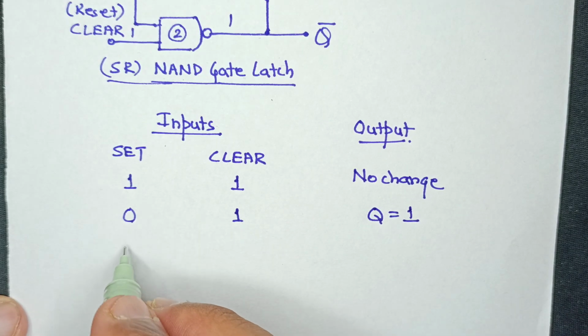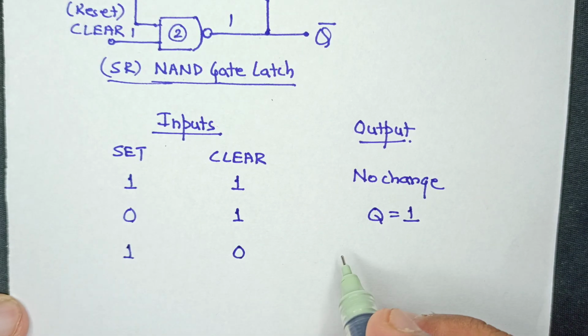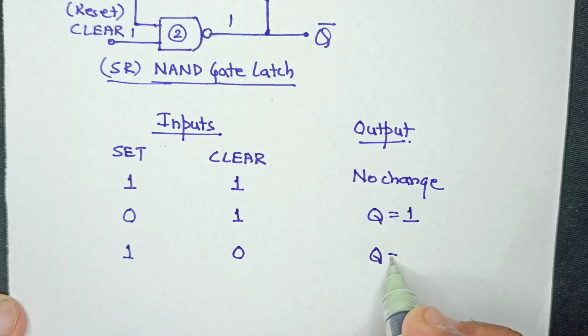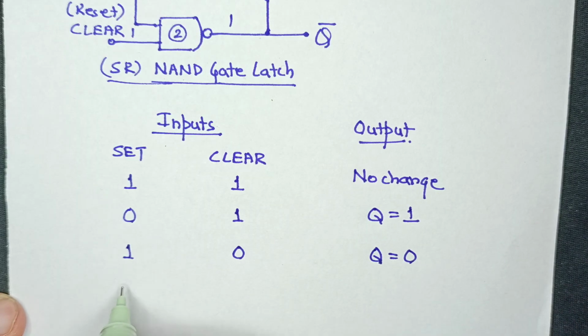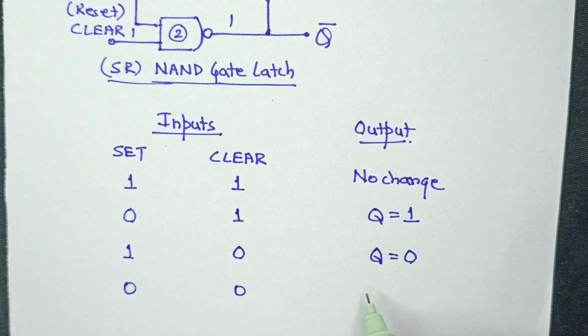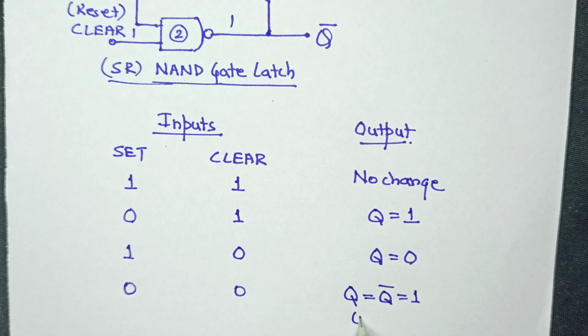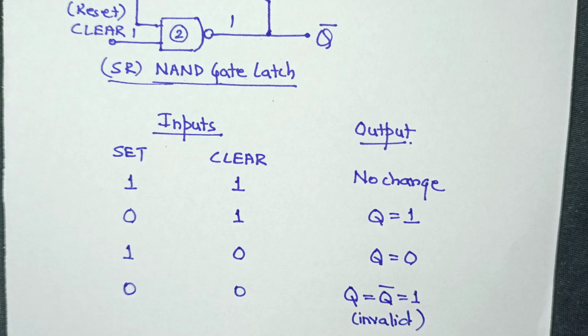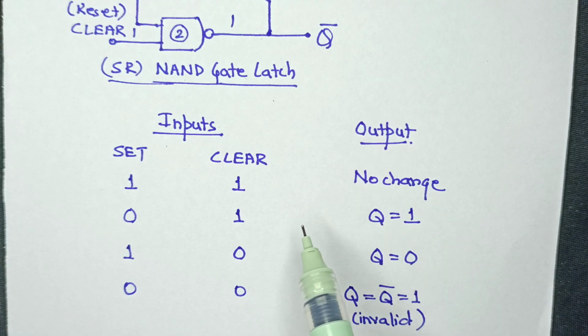Moving ahead, if we take this as 1 and this as 0, the output in this case would be 0. And if we have a low state on set as well as the clear NAND gate, so basically what is happening is that this will result in Q and Q bar both resulting in a 1, which technically is an invalid condition over here. So this basically is a very simple approach to what an SR latch is technically all about.